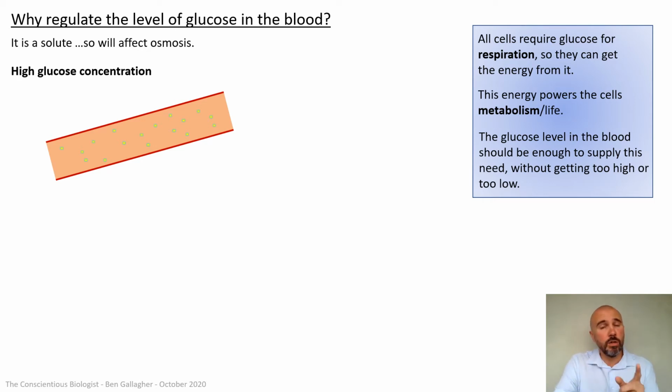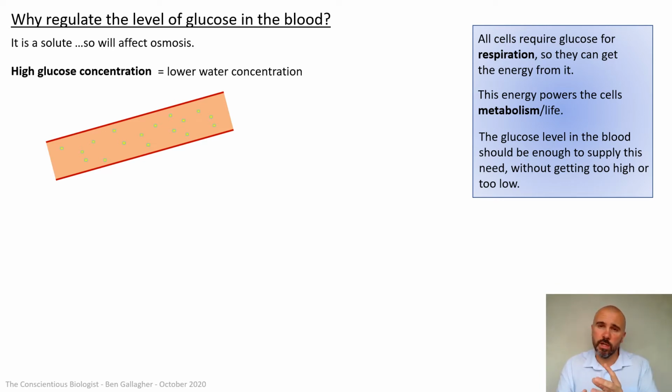Now, if there's a high glucose concentration, then there must be a low water concentration, because think, your blood is a solution. It's got plasma, the liquid or water element, and it's got other stuff: red blood cells, white blood cells, platelets, hormones, glucose.